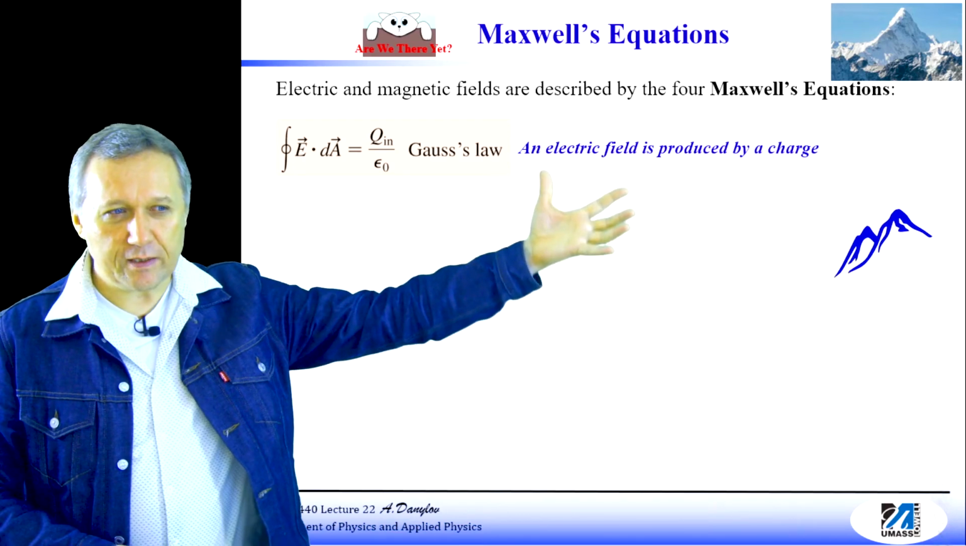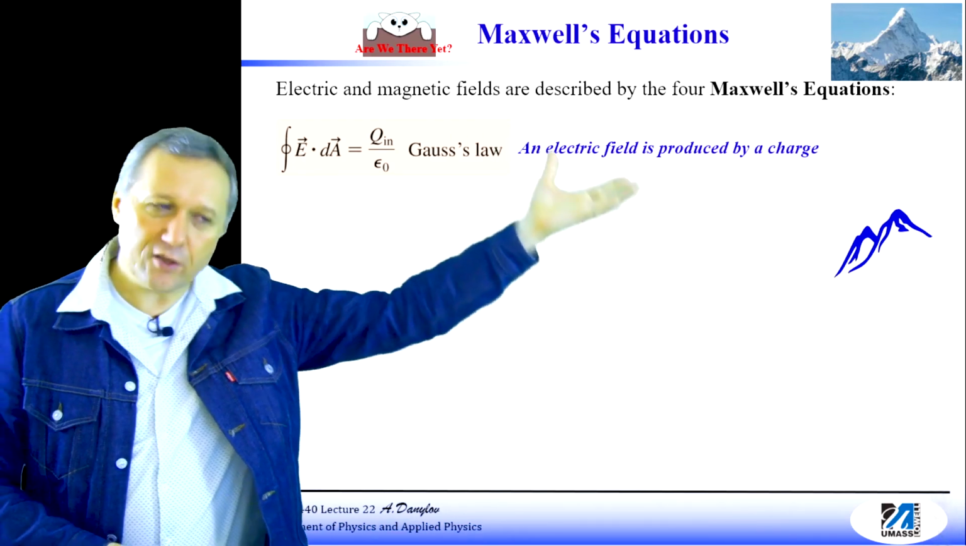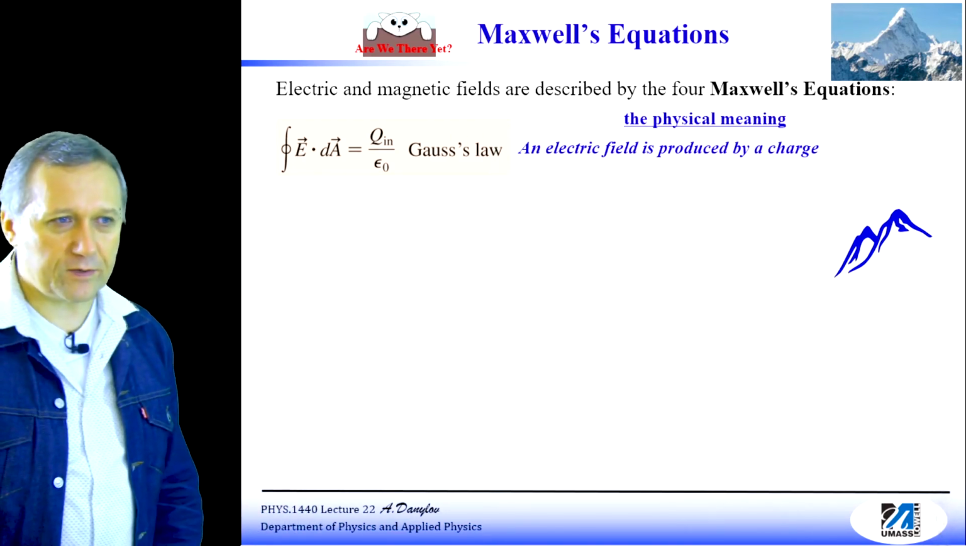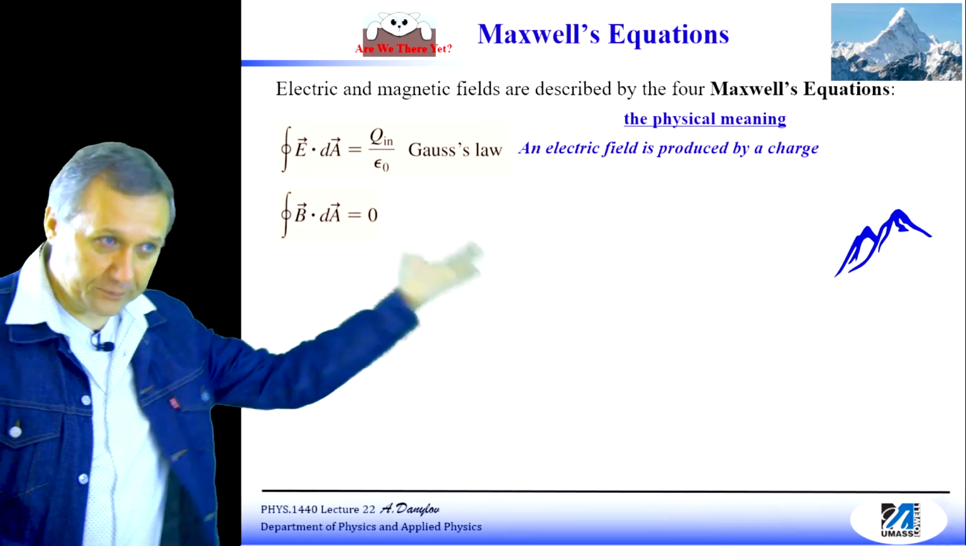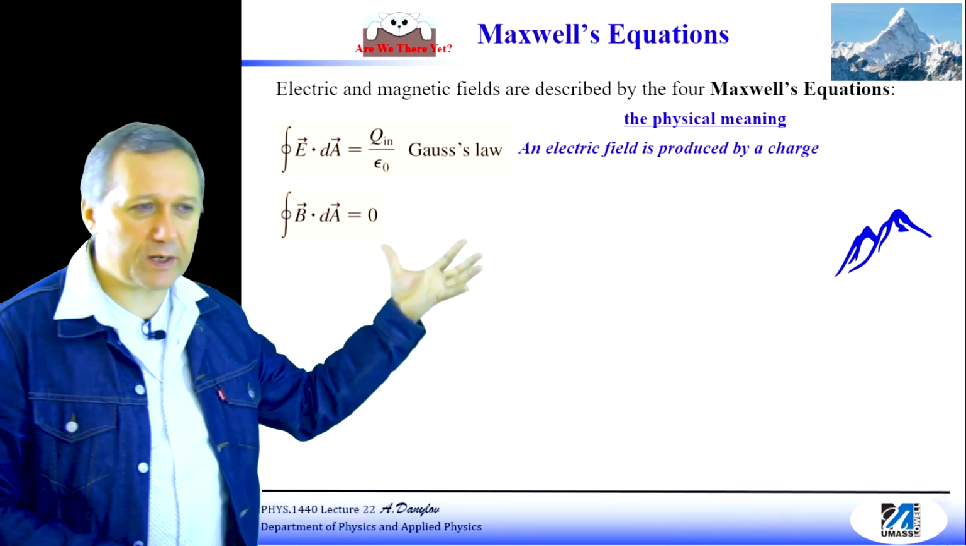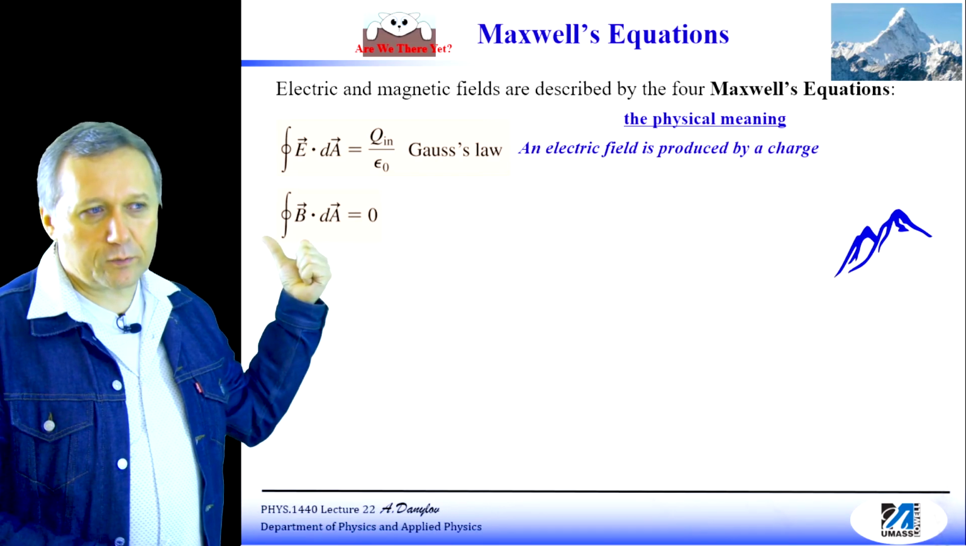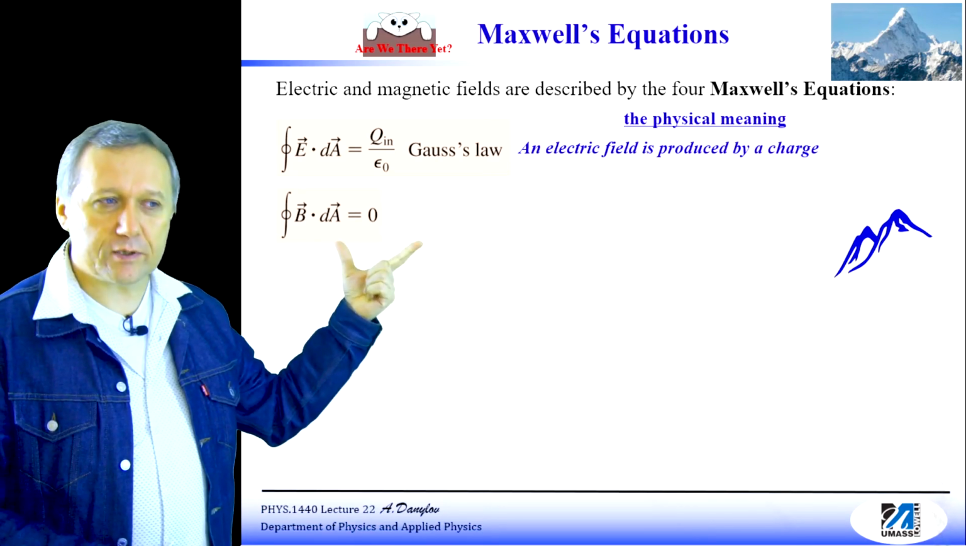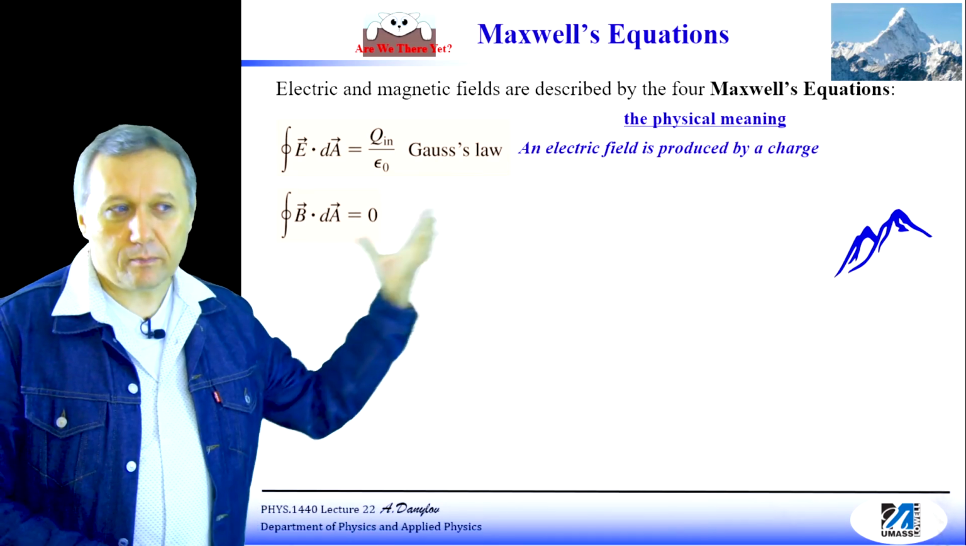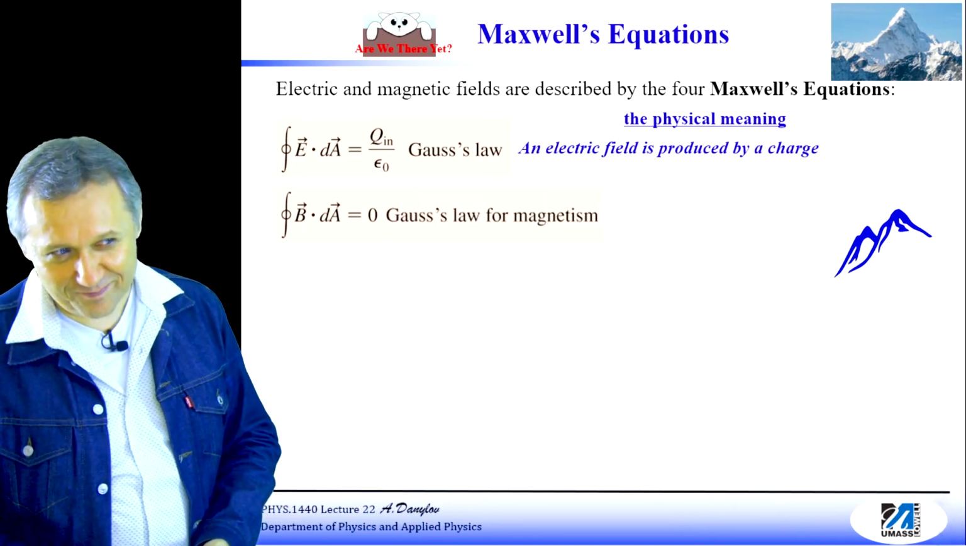Physical interpretation: an electric field is produced by a charge. Then Gauss's law for the magnetic world: the integral over the closed surface of B dot dA equals 0. The interpretation is that magnetic monopoles do not exist.